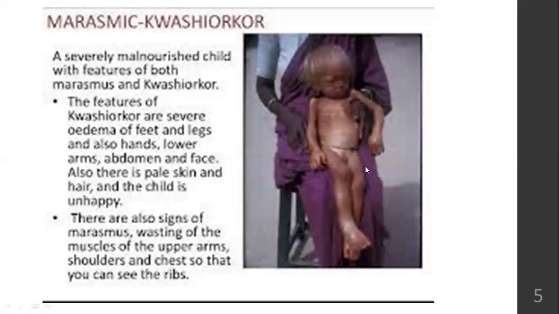You can see here a child with edema in the arms, legs, ankle, and abdomen. But if you see the hand, it is very thin. The lower hand has edema, the upper hand has no fat at all. So that's a mixture of marasmus and kwashiorkor. Even in the chest, if you notice, you can see the ribs of this child. That is a feature of marasmus. But the abdomen is distended. That is the feature of kwashiorkor.